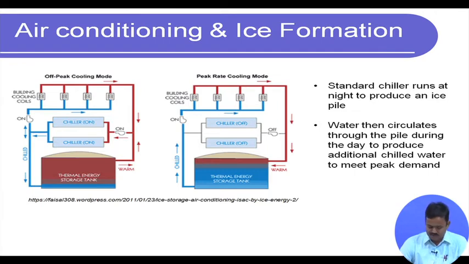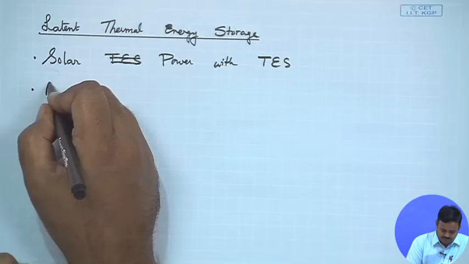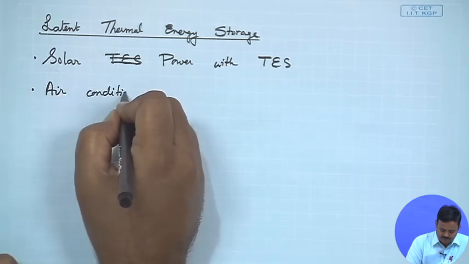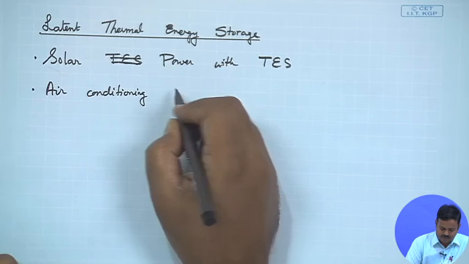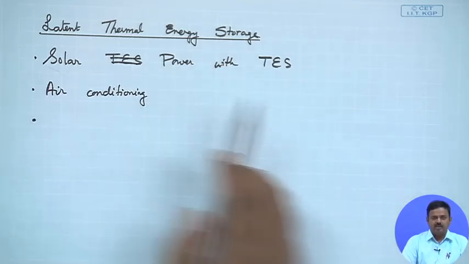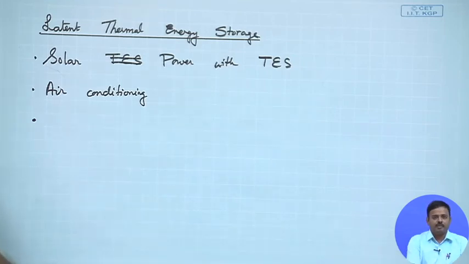So, let me write down as a second example, air conditioning. The third one is also air conditioning, but in a little different manner. So, this is building energy storage.